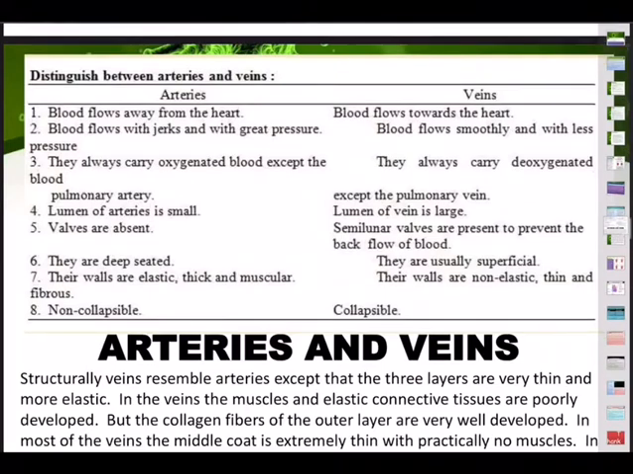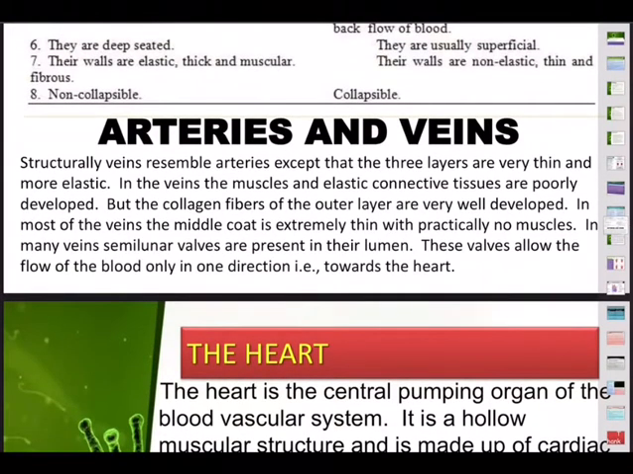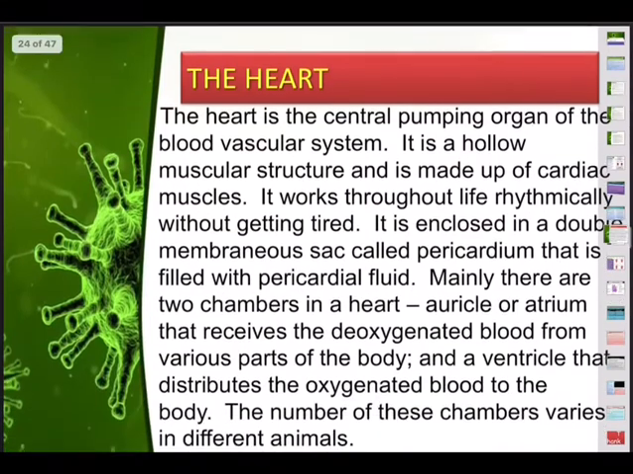Of course, arteries are non-collapsible. Structurally, veins resemble arteries except that the three layers are very thin and more elastic. In the veins, the muscles and elastic connective tissues are poorly developed, but the collagen fibers of the outer layer are very well developed. In most of the veins, the middle coat is extremely thin with practically no muscles. In many veins, semi-lunar valves are present in their lumen. These valves allow the flow of blood only in one direction, that is towards the heart.